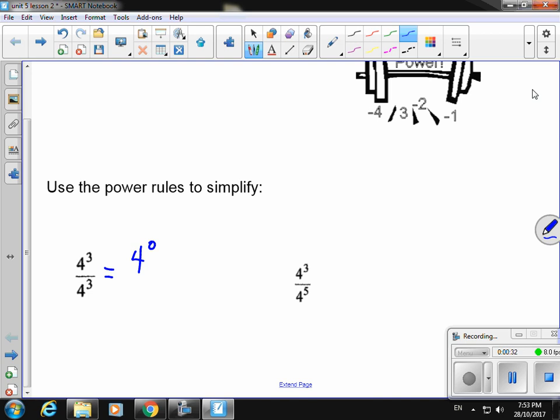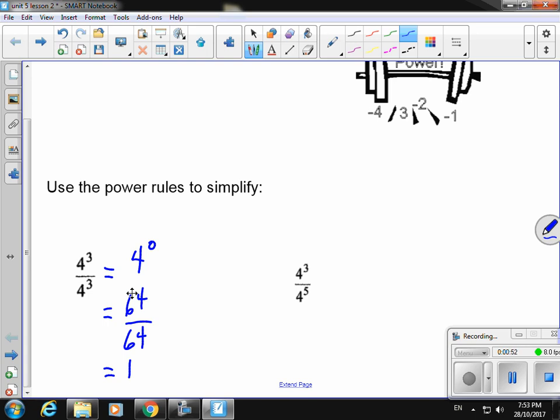I also know that 4 cubed is 64. So I could rewrite that question as 64 divided by 64, which I know is 1. So strangely, it looks like 4 to the 0 is the same as 1.